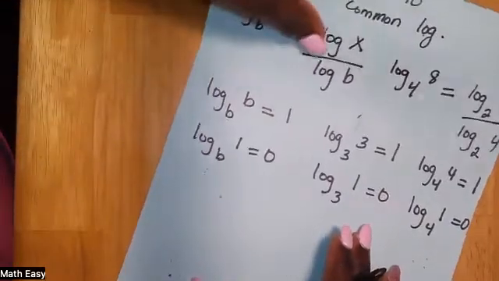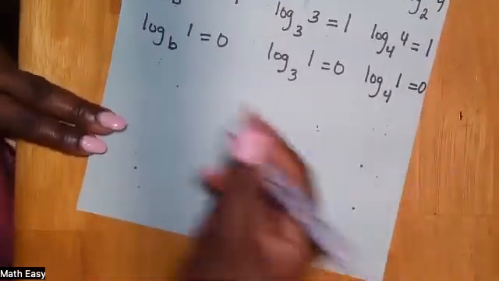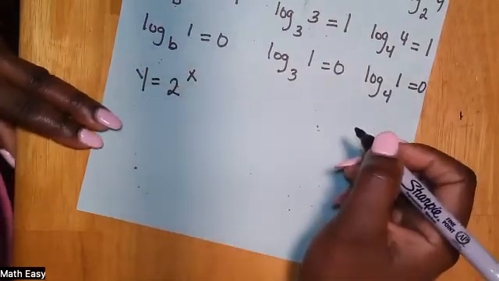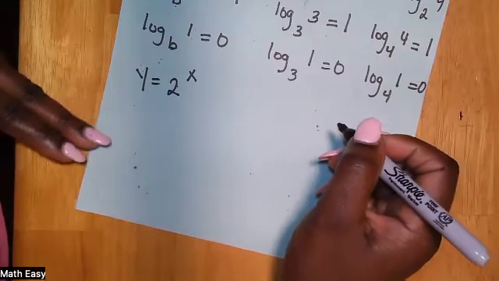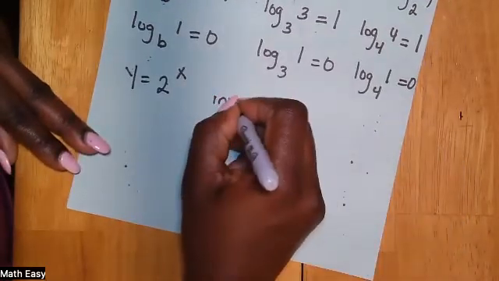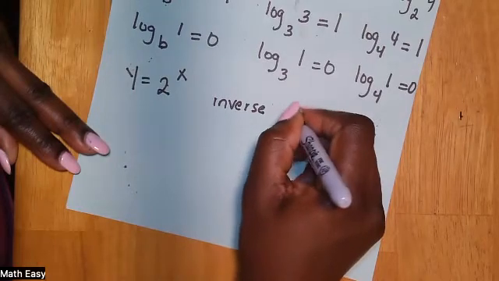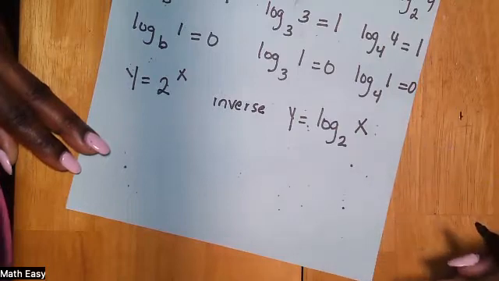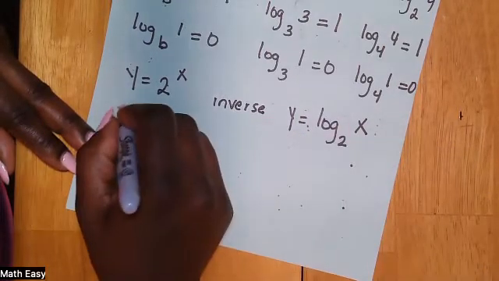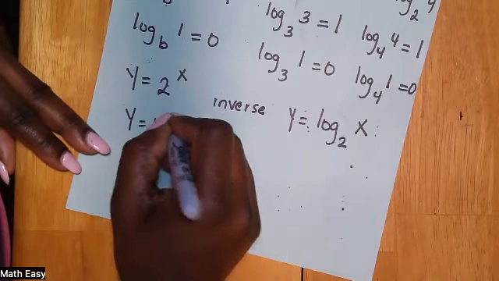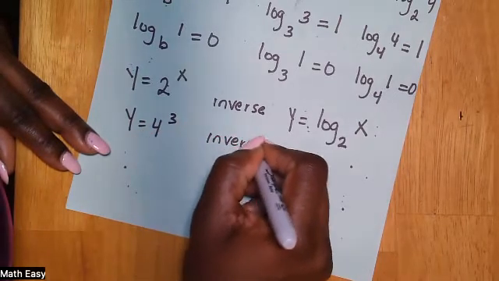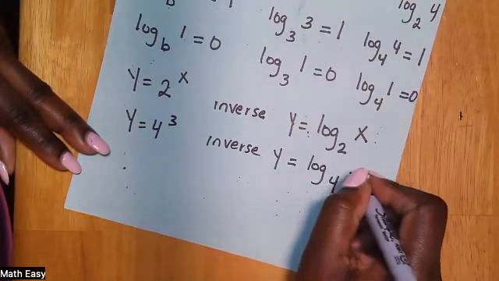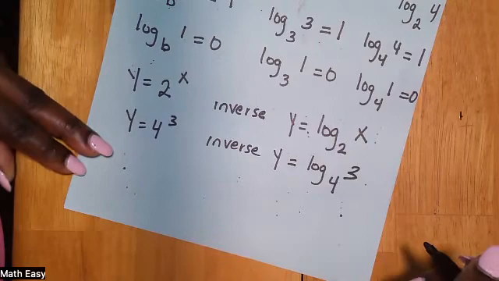Something else that we need to know is the inverse of an exponential function. So if we have y equals 2 raised to the power of x, the inverse of that is log base 2 of x. Or if we have y equals 4 raised to the power of 3, the inverse is y equals log base 4 of 3. All right?